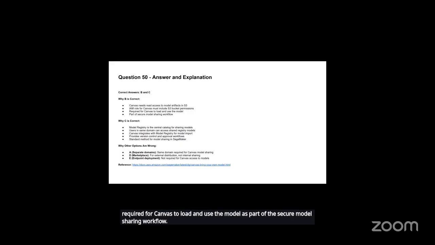B and C. So Canvas needs read access to the model artifacts. That makes sense, right? The IAM role for Canvas must include S3 bucket permissions. This is required for Canvas to load and use the model as part of the secure model sharing workflow. And then model registry, C.